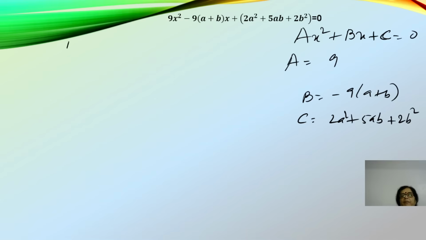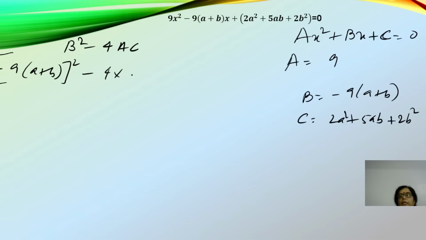Now first of all we'll find the value of B squared minus 4AC. So B squared minus 4AC will be minus 9 into a plus b the whole square minus 4 into 9 into 2a squared plus 5ab plus 2b squared.